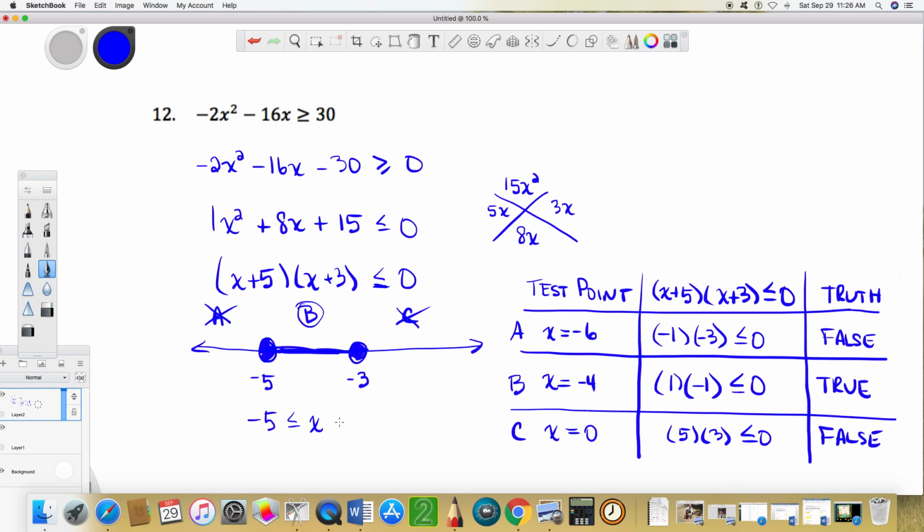Negative 5 is less than or equal to x, which is less than or equal to negative 3. In inequalities, if you have a compound inequality, the arrows will always point in the same direction, and they'll always point towards a smaller value, like negative 5 here. So this is my final answer.